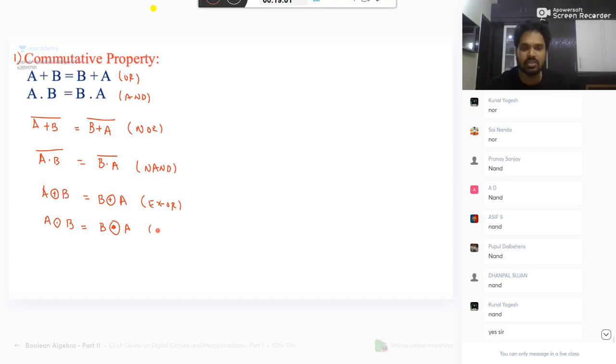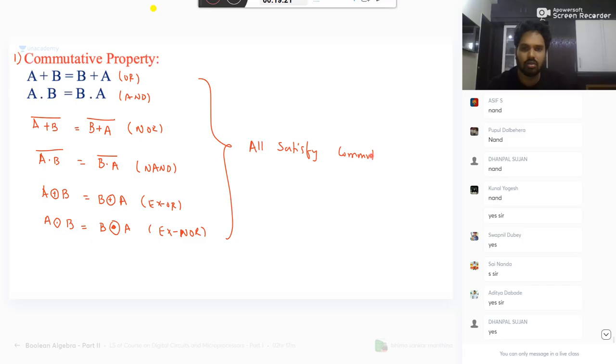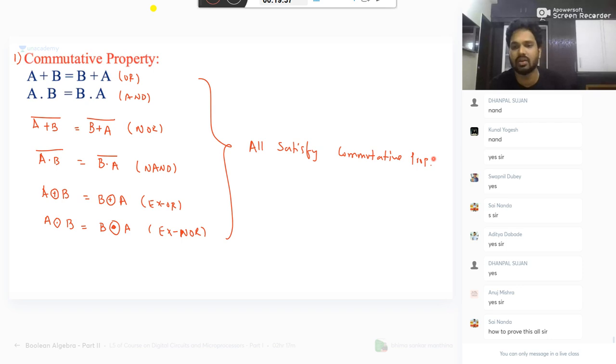XOR and XNOR, all satisfy the commutative property. Up to this, clear for everybody? All satisfy the commutative property. Now, is there any case where this commutative property is not satisfied? Yes, there are cases where the commutative property is not satisfied.